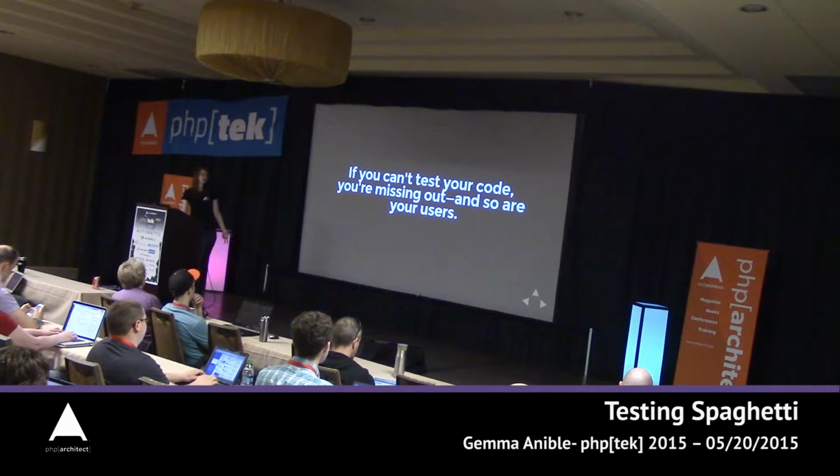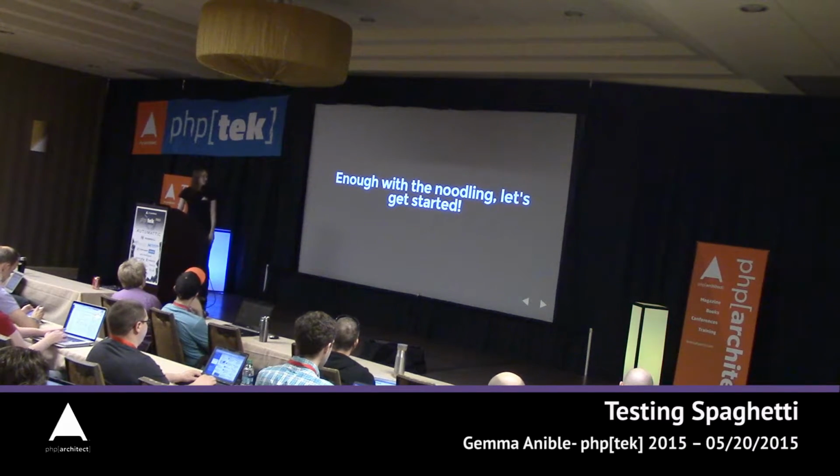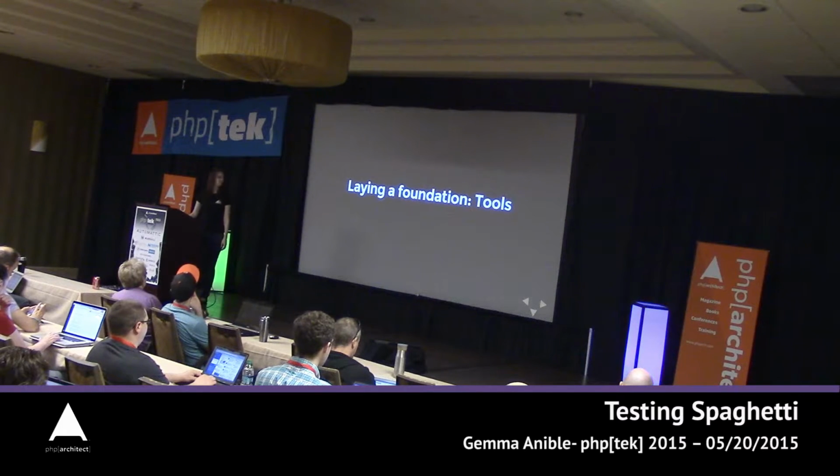So the bottom line here is this. If you can't test your code, you're missing out, and so are your users. And if you have spaghetti code, you can't test your code. So we know what spaghetti code is. We know why it's bad. Let's see if we can fix it here.